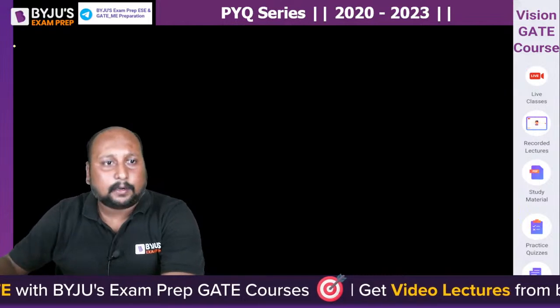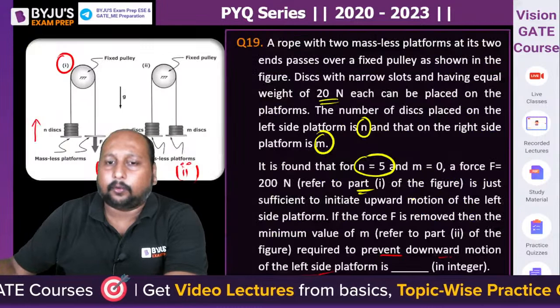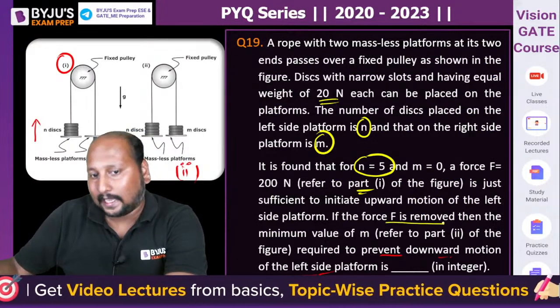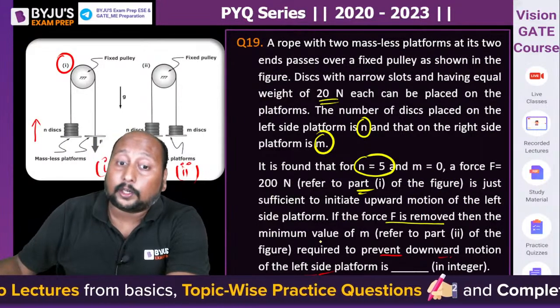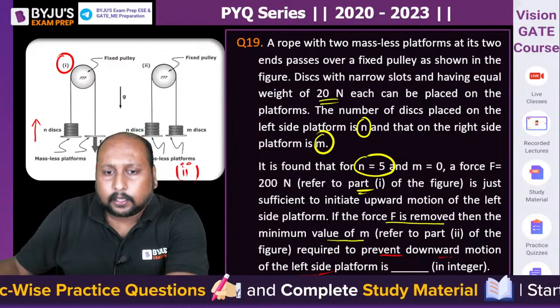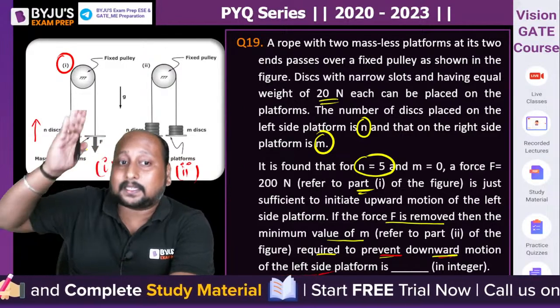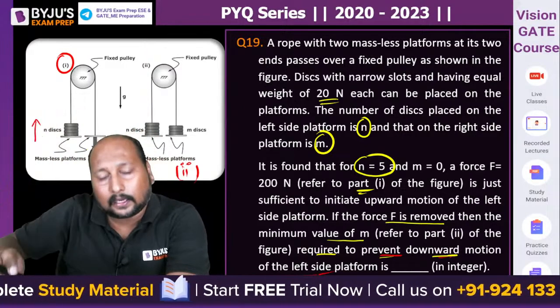Coming to case number 2. In case number 2, what we are doing is removing the force F, and they are asking what should be the minimum value of M required to prevent the downward motion of the left hand side. But that means the right hand side is still moving in the downward motion.